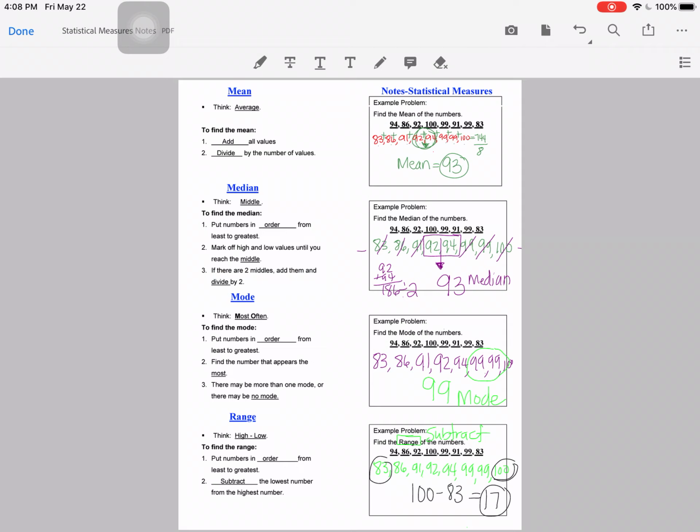All right, so these are our statistical measures: mean, median, mode, and range. Mean, median, and mode are measures of center. Range is a measure of variation. All right, and then we use these in order to analyze our data. All right, those are your notes.